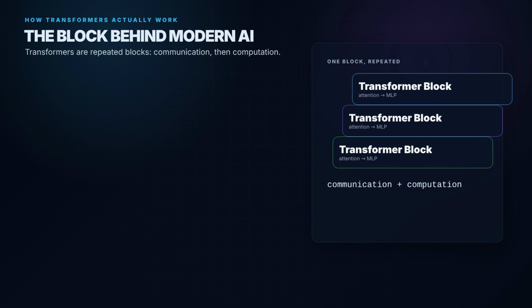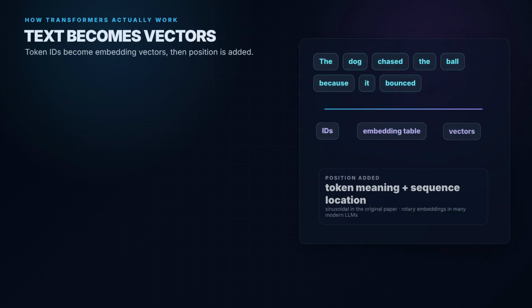In this video, we will follow one sentence through one transformer block. Tokens, embeddings, attention, the MLP, and the final next token prediction. Start with a sentence. The dog chased the ball because it bounced.